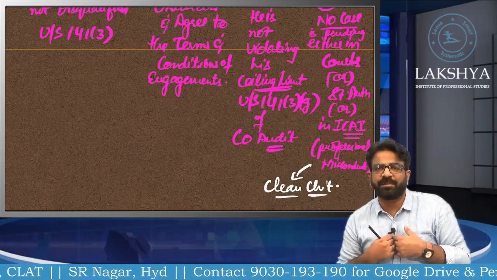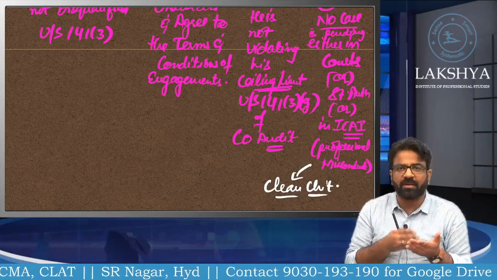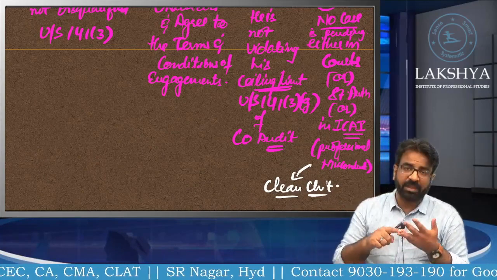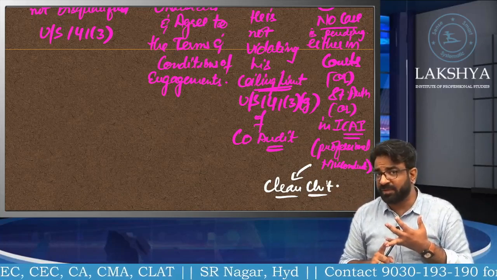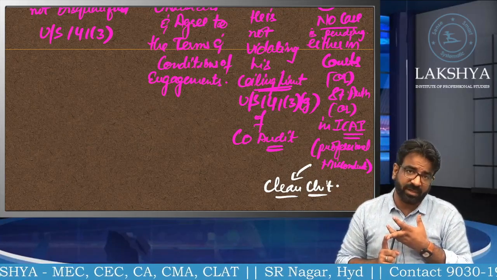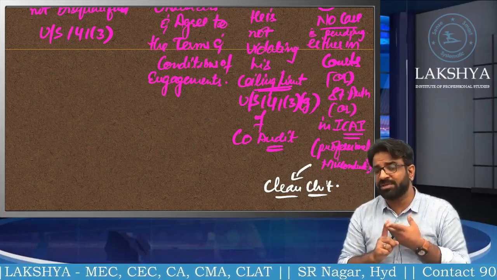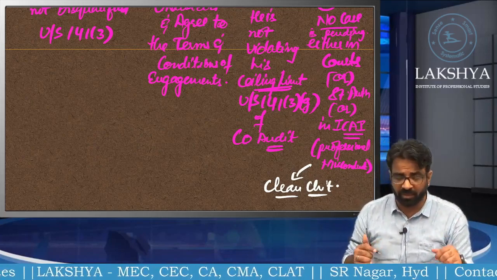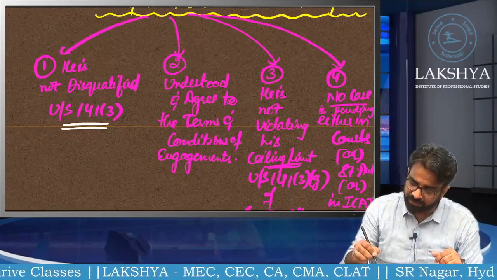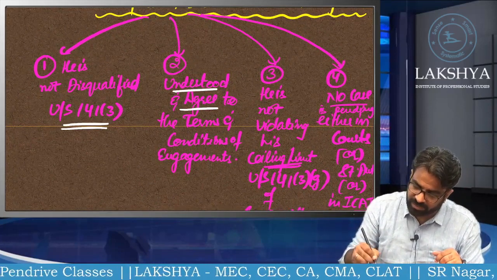So no cases pending against me in ICA or any statutory authority or any kind of court. Second thing, I'm not disqualified under section 141 subsection 3. Third thing, I understand the terms and conditions and agree to it. And the fourth thing, I'm not breaching my ceiling limit after accepting your audit. So the main keywords, let us understand: 141 subsection 3, agreeing and understood the terms.